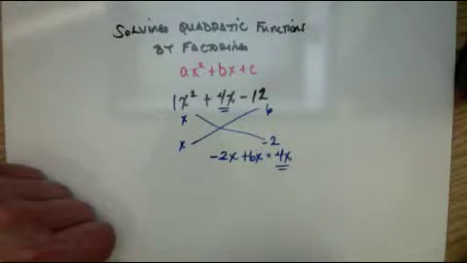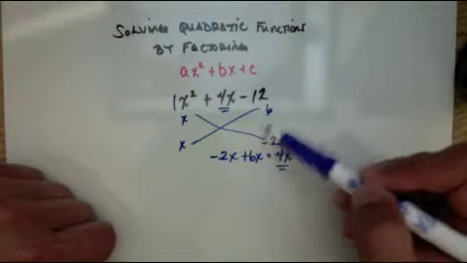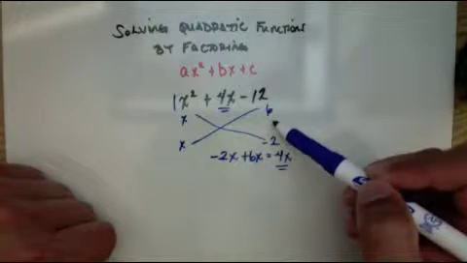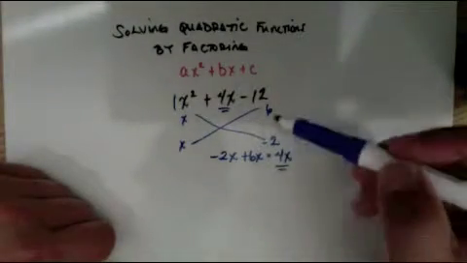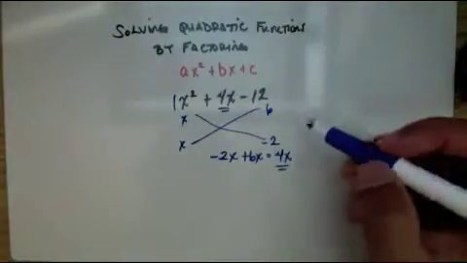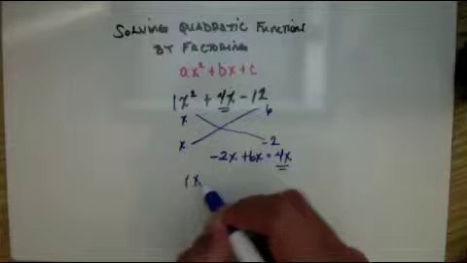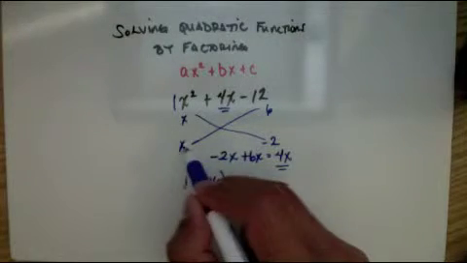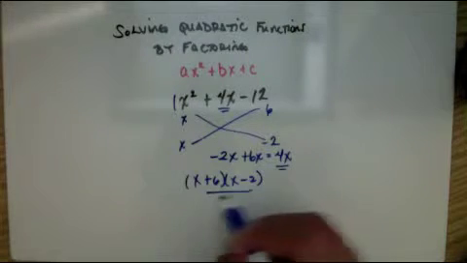So when we do these factors, we always want to keep in mind that we want factors that will combine to give me the middle term. If you notice, 6 times negative 2 is negative 12. So the factors in this case would be x plus 6 and x minus 2. And these would be your factors.